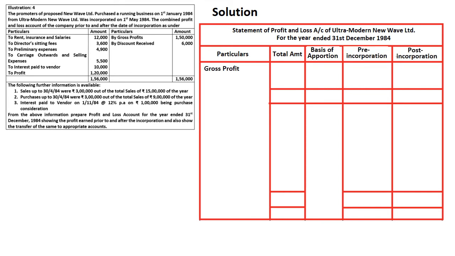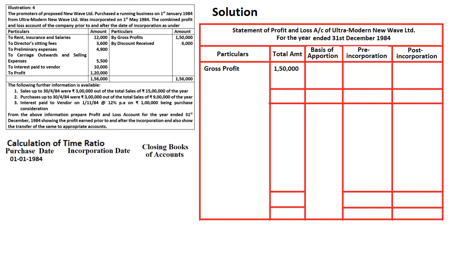Right. First, gross profit, always on sales ratio. So calculation of time ratio first: purchase date, incorporation date, closing date. Purchase date is 1st January 1984, incorporation is 1st May 1984, closing up to 31st December 1984. That is given in the question. We are closing up to 31st December. So pre-incorporation 4 months, post-incorporation 8 months. That is equal to 1:2, the ratio of time.